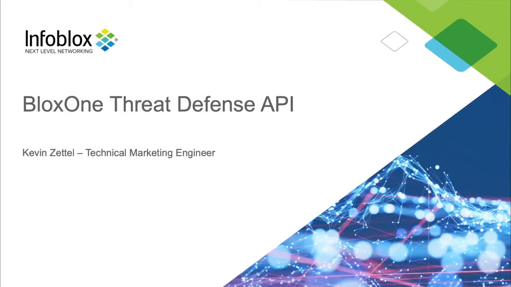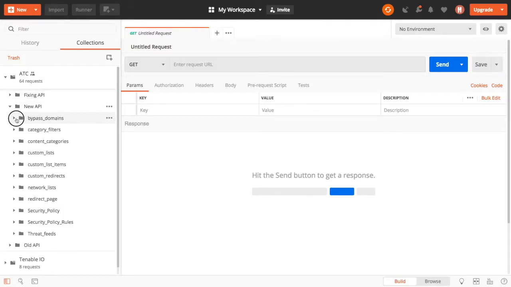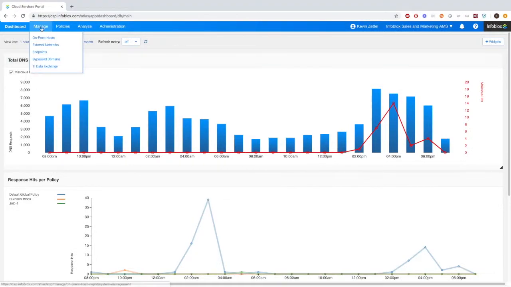Hello, I'm Kevin Zettel, a technical marketing engineer here at Infoblox, and today we're here to talk about Infoblox's BloxOne Threat Defense new API. The Bypass API allows you to add bypass domains and IPs to the bypass list.